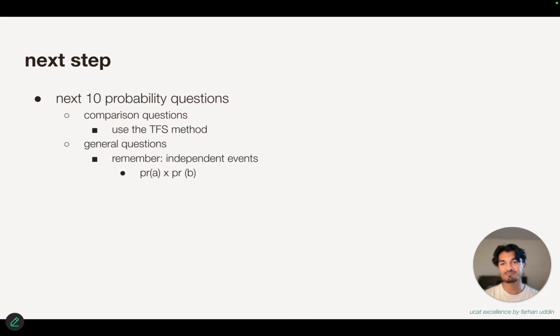For the next 10 probability questions, depending on what question it is, then use the methods that we've outlined today. For comparison questions, use the TFS method. That's table, focus on one outcome, and standardize the numbers. For the general questions, remember the overarching principle, independent events.